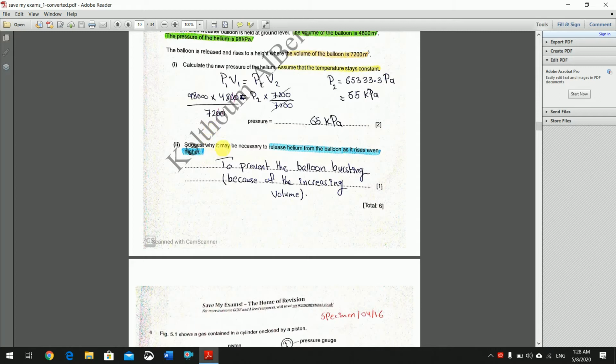Now suggest why it may be necessary to release helium from the balloon as it rises even higher. So why do we have to remove some of the helium from the balloon? Because we don't want the balloon to burst. So if you have more volume, the helium will expand more, so the balloon will burst. So that's why we have to release some of the helium in order to decrease the volume, so it won't increase so much and burst the balloon.